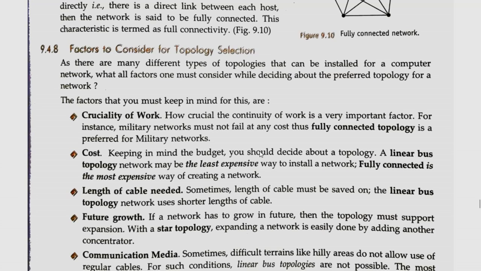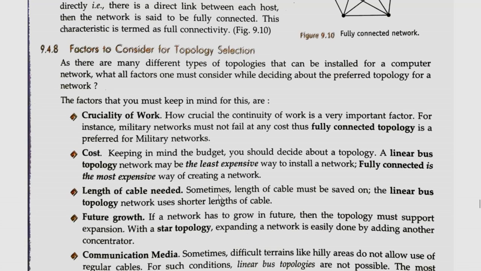Keeping in mind the budget, you should decide about a topology. Obviously, you have to see which type of task you are considering, and if the particular task is not too important, if it can be delayed, if it is taking too much time in the networking and you are still fine with it, then you should go for the least expensive topologies. Fully connected is the most expensive way of creating a network. In a similar way, if you want a not too expensive network, you should go for the bus topology.